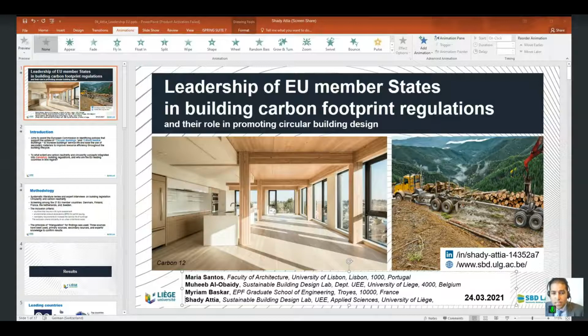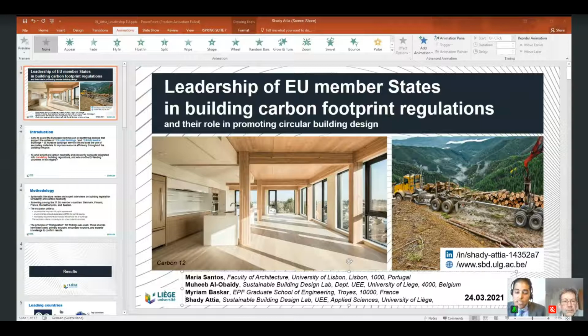The major aim of this paper is to assist the European Commission in identifying policies that support the uptake of circular buildings and carbon neutral buildings, to increase overall building service life and ease the use of secondary materials to improve resource efficiency throughout the building life cycle. And in this context, the research question is simple. To what extent are carbon neutrality and circularity as concepts integrated into mandatory building regulation, and who are the EU leading countries in this regard?